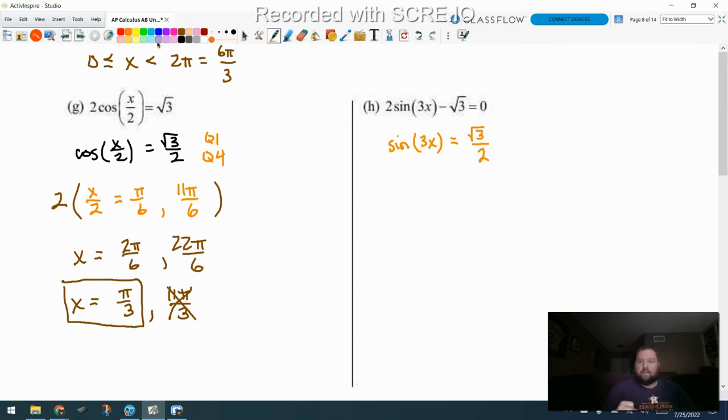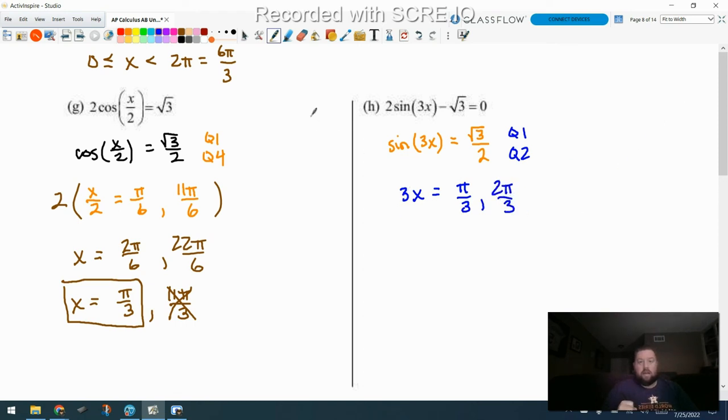All right, and then we're going to take the angle, which is our 3x, and set that equal to our unit circle values. So sine is positive in quadrant 1 and quadrant 2, and sine is equal to the square root of 3 over 2 at the pi over 3 locations. So pi over 3 and 2 pi over 3.